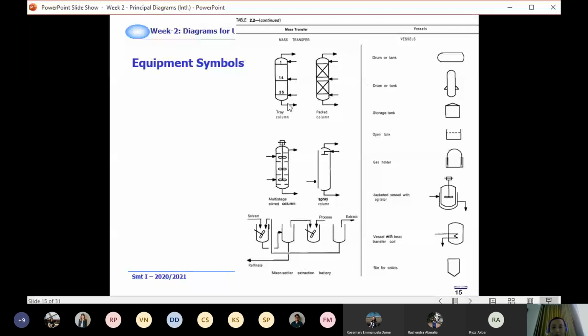This is for the tray column. Remember the difference between a tray column and a pack column? You can see it in these two figures. In the case of the tray, you make a straight line inside the column, and then we put the tray number. For example, in this one, there are the numbers 1, 14, and 35.